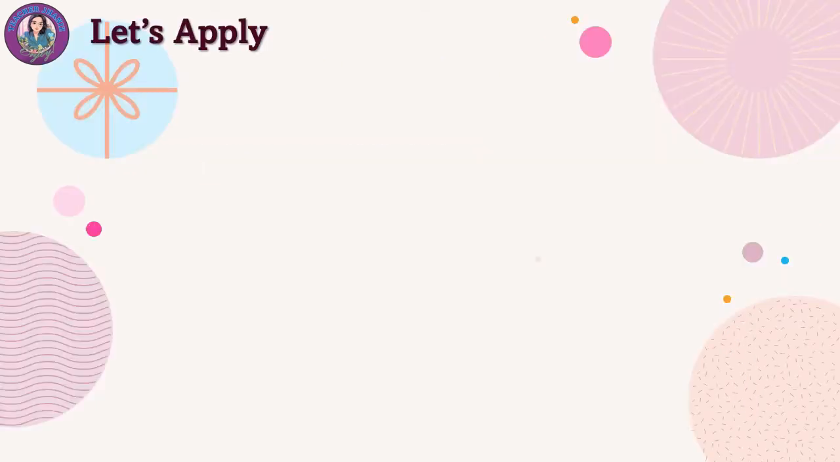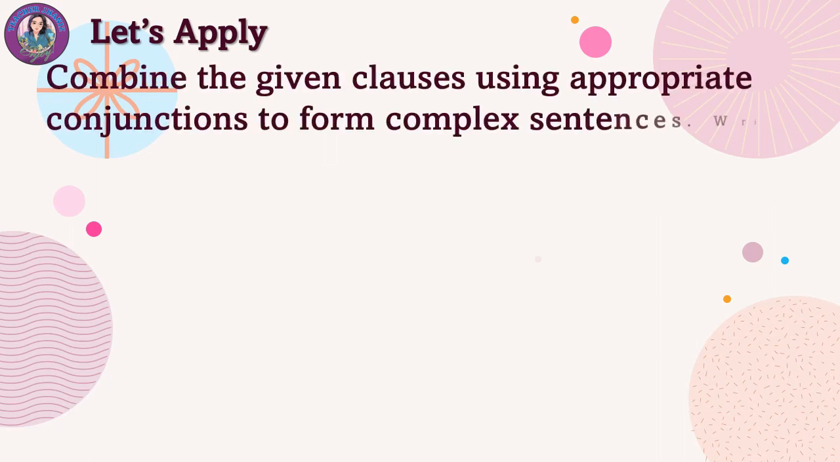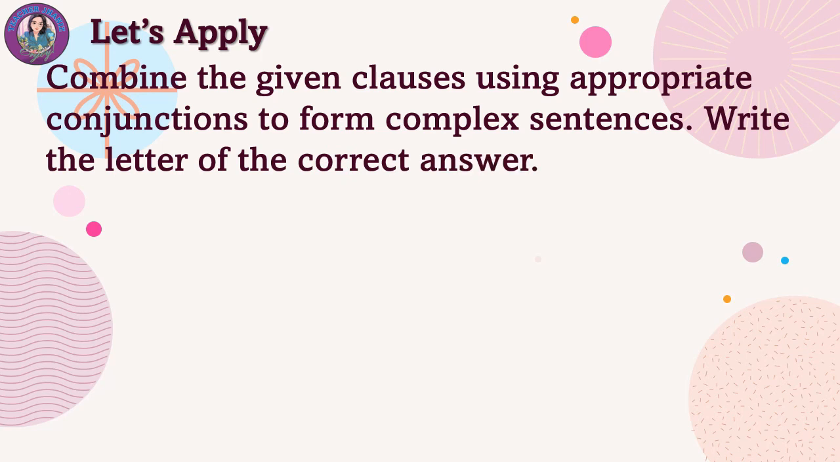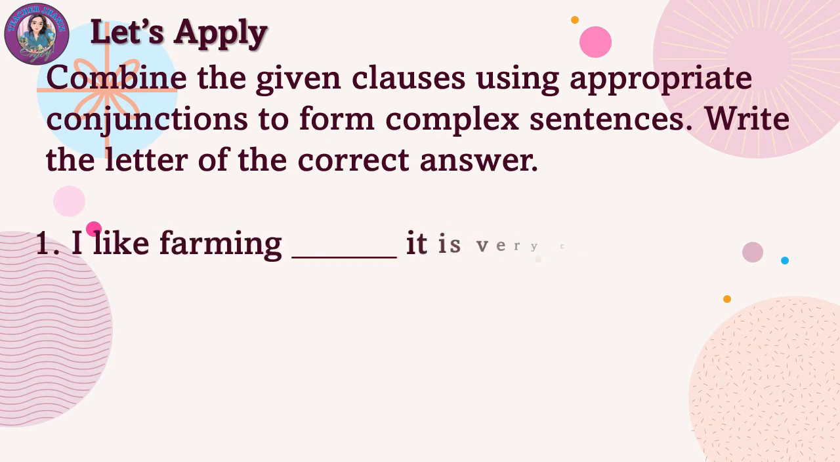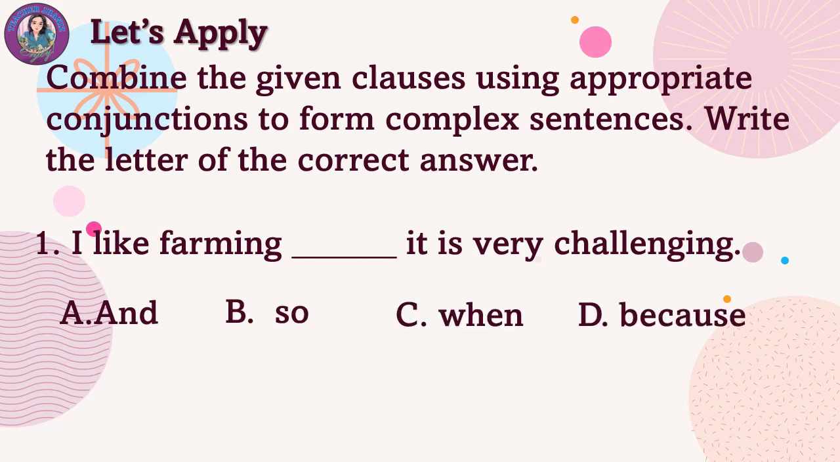Now let's apply what you have learned. Combine the given clauses using appropriate conjunctions to form complex sentences. Write the letter of the correct answer. I like farming. Blank, it is very challenging. Choices are A, and; B, so; C, when; D, because. The correct answer is because.